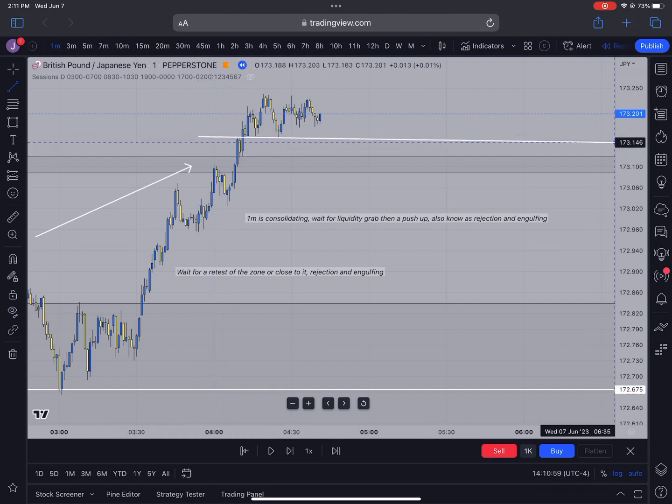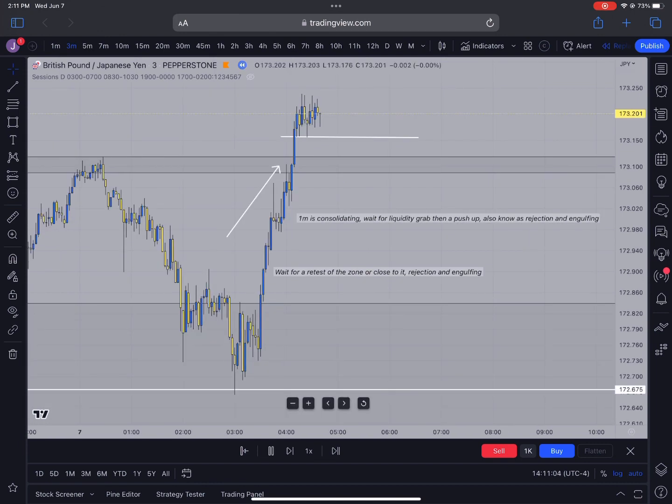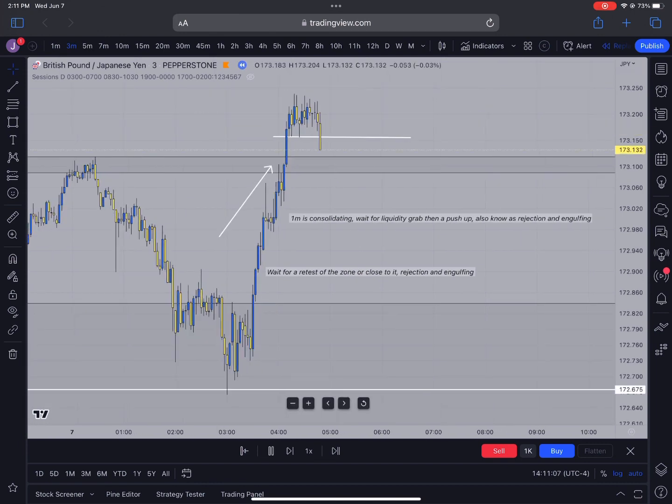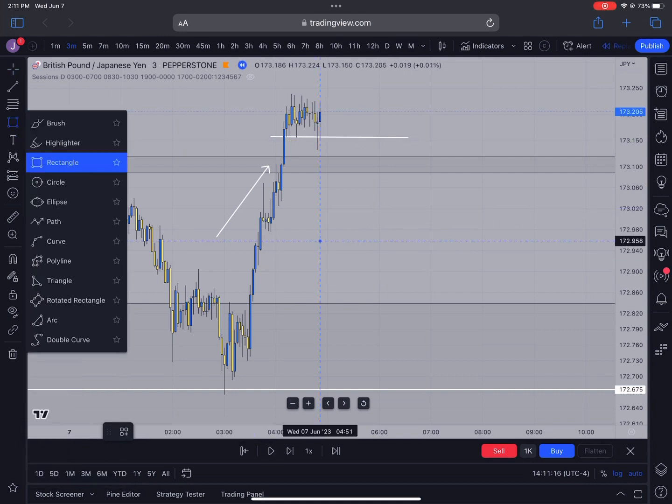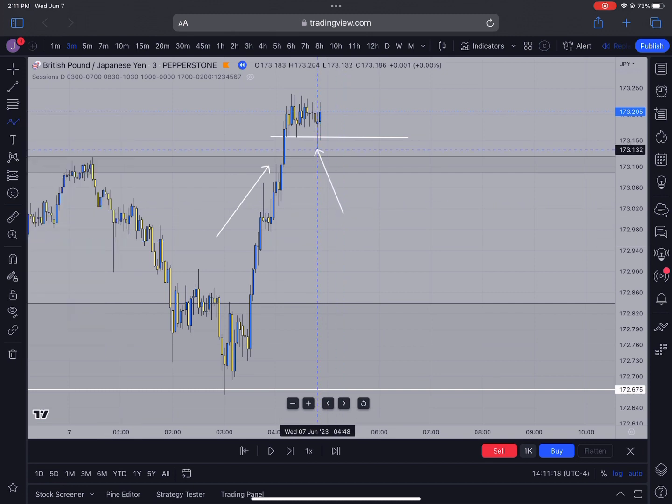Let's now mark our 1 minute support zone of that range to see where price could come down to make a fake out and grab liquidity. As you can see, the 1 minute fake out just happened, which is just a 3 minute rejection, followed by an engulfing 3 minute candle.